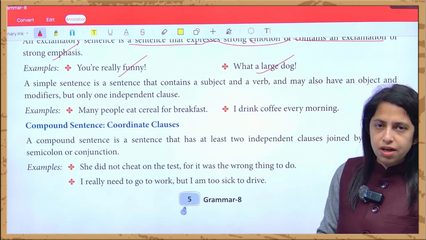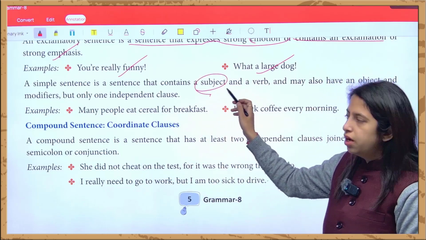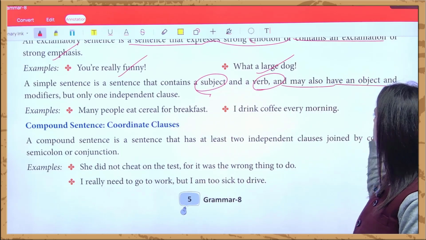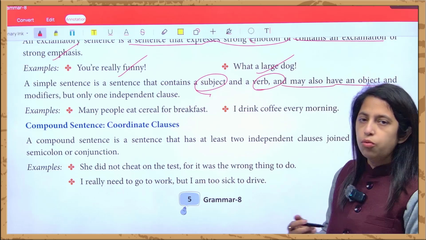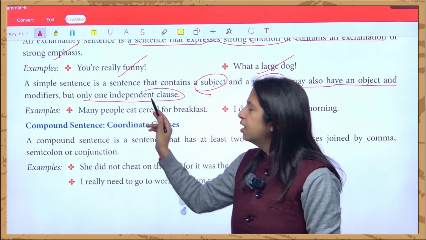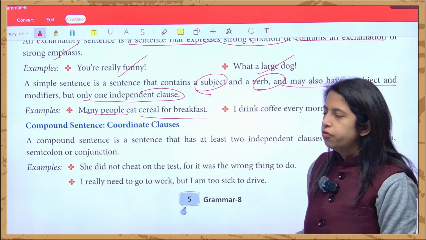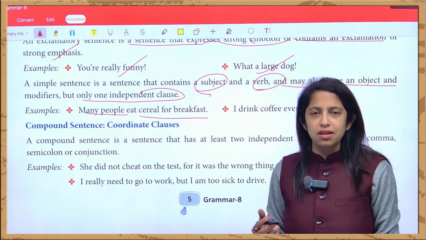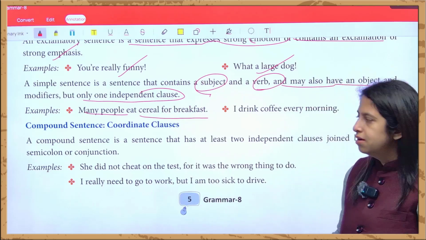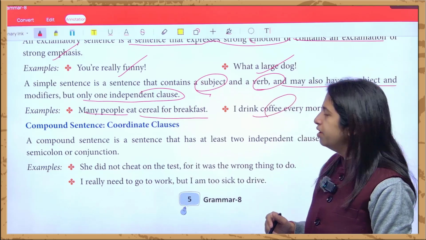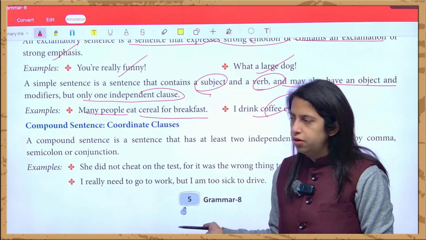A simple sentence is a sentence which has a subject, a predicate, a verb, and it can also have an object and modifiers, but only one independent clause, right? So many people eat cereal for breakfast. Cereals are like oats and dalia. All these belong to cereals. I don't. I drink coffee every morning, right?